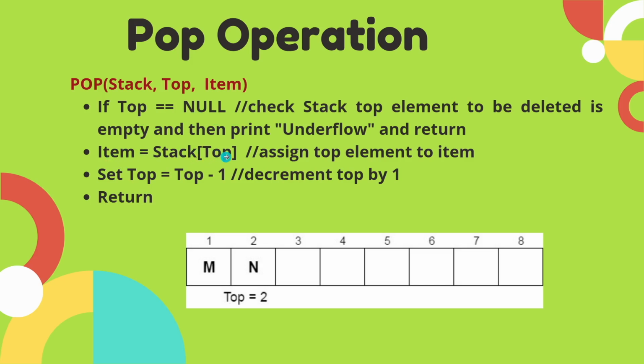So, we fetch the topmost element from the stack and put it in the variable named item, followed by which we decrement top by 1. So, in this case, if you want to delete n, then n will be put in the variable named item, followed by top being decremented by 1, and finally we do a return operation.